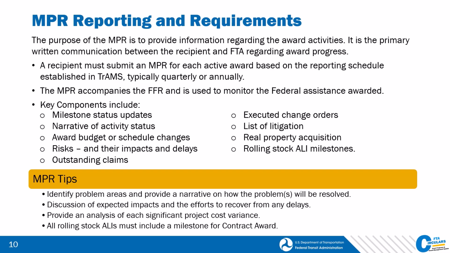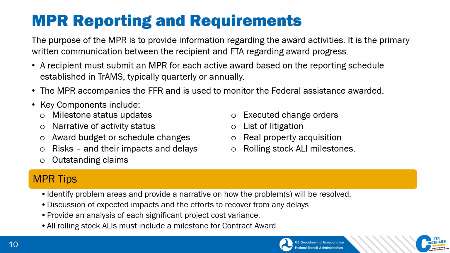FTA uses the FFR and the MPR together to gauge progress on the award's scope of work and spending. The MPR tracks what is occurring in the award, and the FFR tracks what is being spent. So together, there is a broader picture of the award status. The MPR is the primary written communication between the recipient and FTA, and the information provided in the MPR should be as complete as possible, highlighting progress towards project objectives and any potential problem areas.